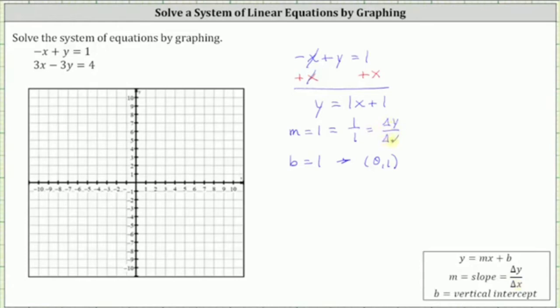And now we have enough information to graph the first line. We begin by plotting the vertical or y-intercept, which is (0, 1) here. And then because the slope is 1 over 1, we go up 1, right 1, up 1, right 1, which we can continue doing over and over again.